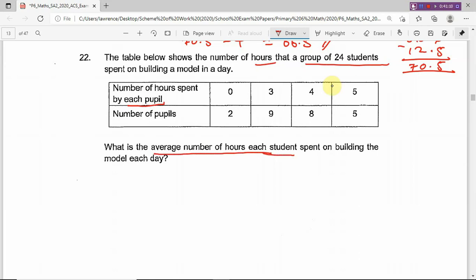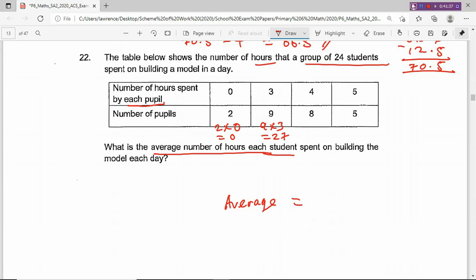To find the average number of hours, you will need to know the total hours. So what we should do is find the total. How do you get the total? 2 pupils did not build any model, so 2 times 0, 0 hours. 9 pupils spent 3 hours each, so 9 times 3, 27.